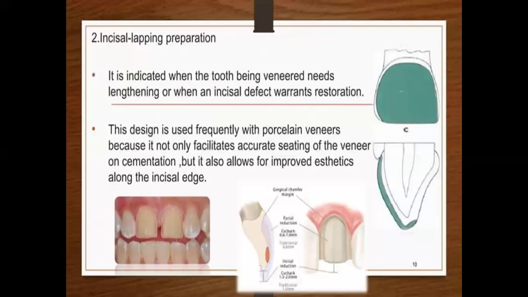Second is the incisal lapping preparation, where the incisal angle or surface is also involved. It is indicated when the tooth being veneered needs lengthening or when an incisal defect warrants restoration. This design is used frequently with porcelain veneers because it not only facilitates accurate seating of the veneer on cementation, but it also allows for improved aesthetics along the incisal edge.